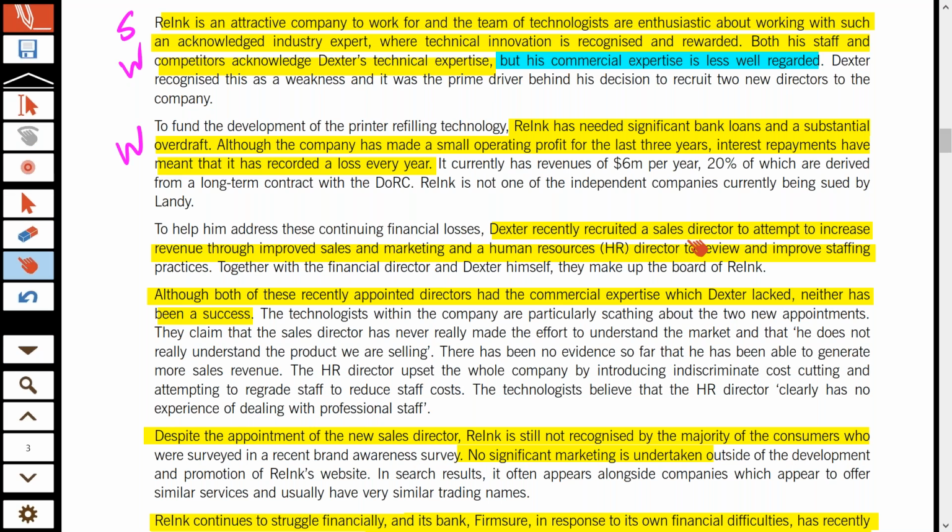Dexter recently recruited a sales director to attempt to increase revenue through improved sales and marketing, and a human resource director to review and improve staffing. Okay, so he hired a new sales director and a new HR director. Although both of these recently appointed directors had the commercial expertise which Dexter lacked, neither has been a success. So they were kind of incompetent people. It was expected that they would bring commercial expertise, but they were not successful. Is that good or bad? It's bad. It's a weakness. Unsuccessful management team.